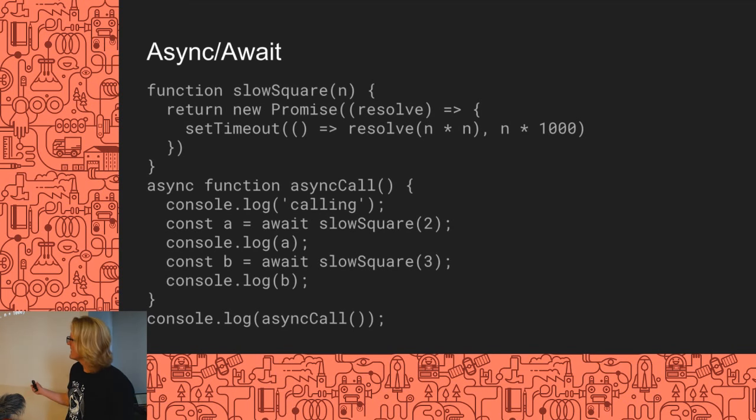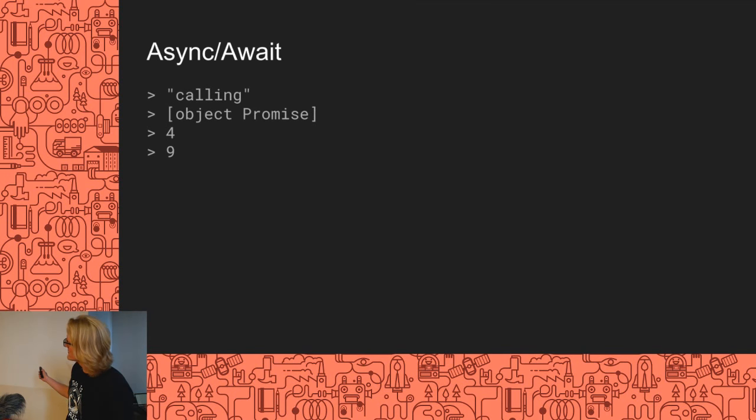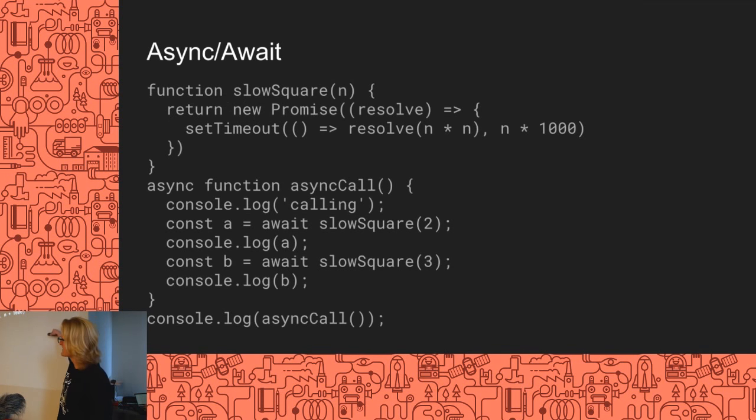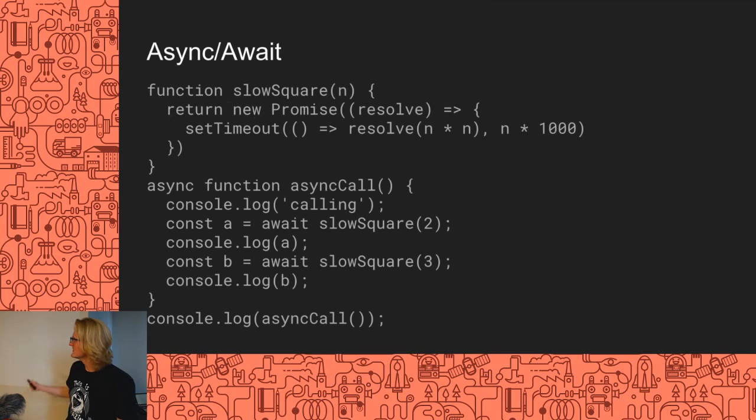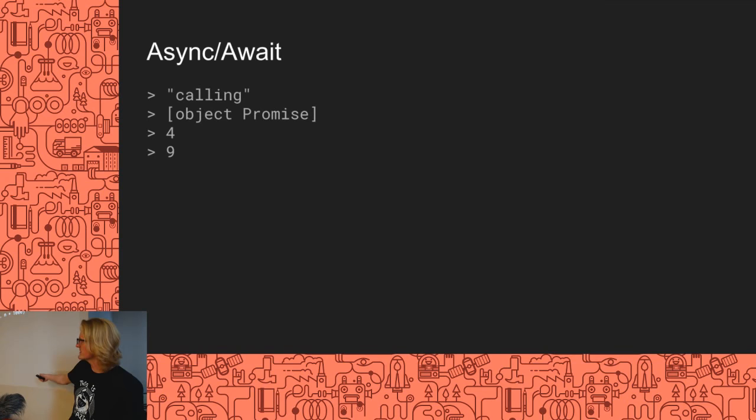And then what this is going to print out is calling, which is that first thing that we call into. And then you see when I actually call async call, I'm console.logging what it returns. And before anything else runs, it actually returns a promise itself. So this function is called outside of an asynchronous scope, so you can await it and it will return immediately. But then inside, the 4 and the 9 will print out over the course of 5 seconds.